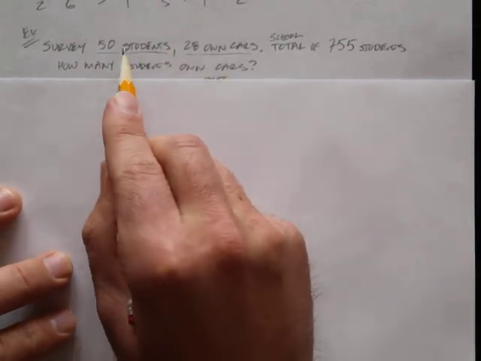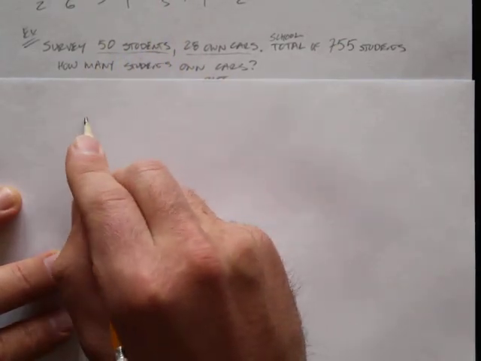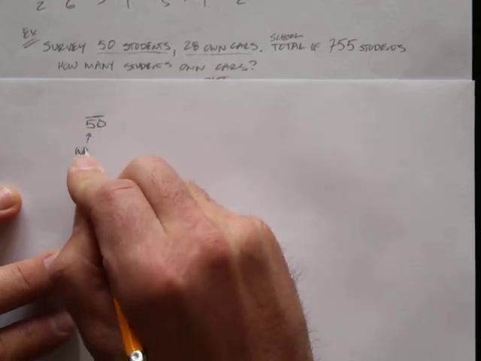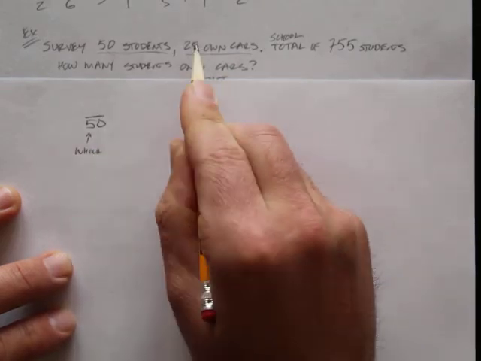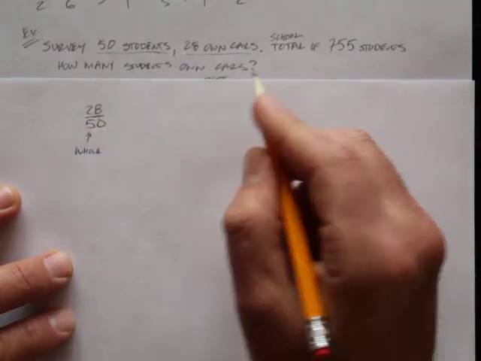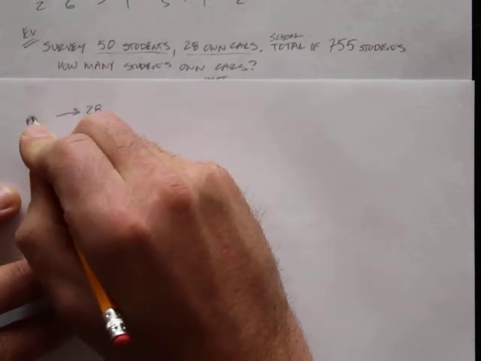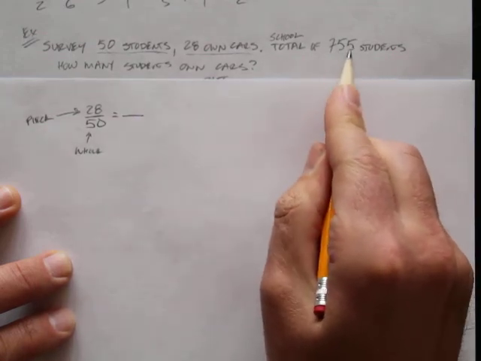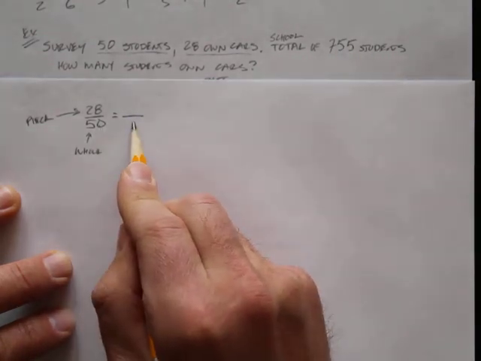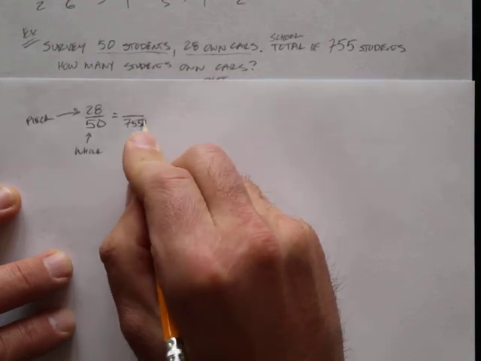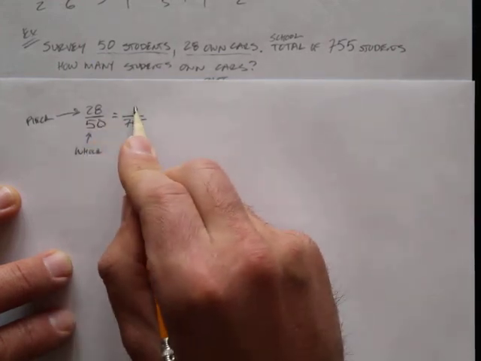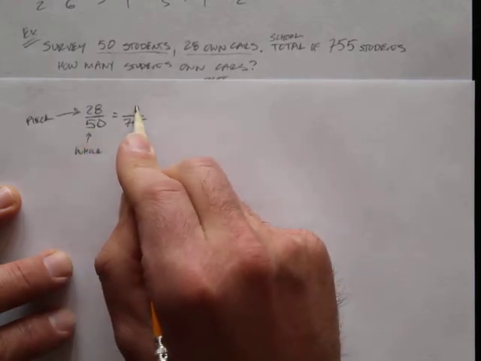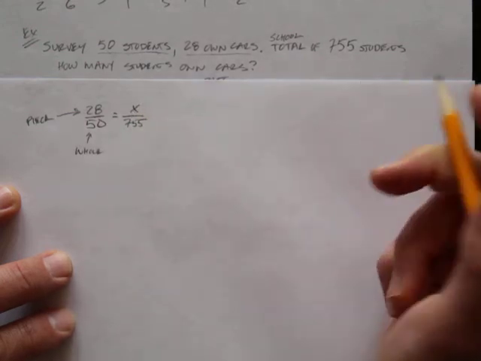So here's what I do. I take the whole 50 students. So this is the whole, or the big number. And then I take the piece, 28, put that on top. And I set that equal to the whole, which is students. So notice I have students on the bottom, 755, and then I have cars on the top. So the whole on the bottom, the piece on the top. Now, I'm going to say that's X.